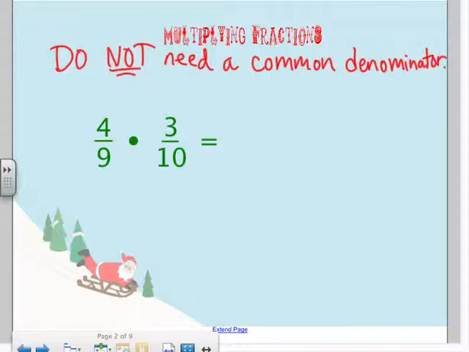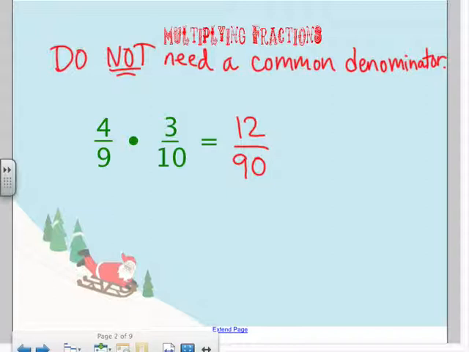So all you really end up doing is multiplying. You multiply the numerators, so 4 times 3 is 12, and you multiply the denominators. This is going completely against what we talked about with the adding, but since you don't need a common denominator, you just flat out multiply those denominators, and that's your answer. Now, at this point, you got to simplify. But let me show you a trick to make simplifying a little easier.